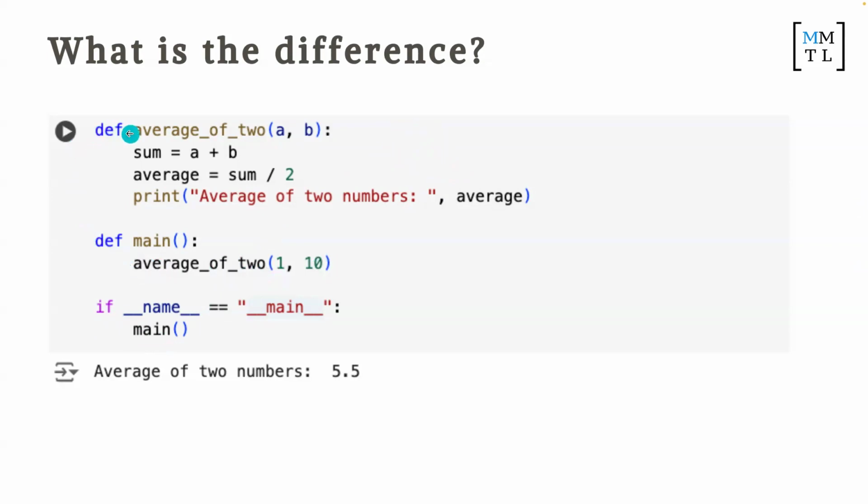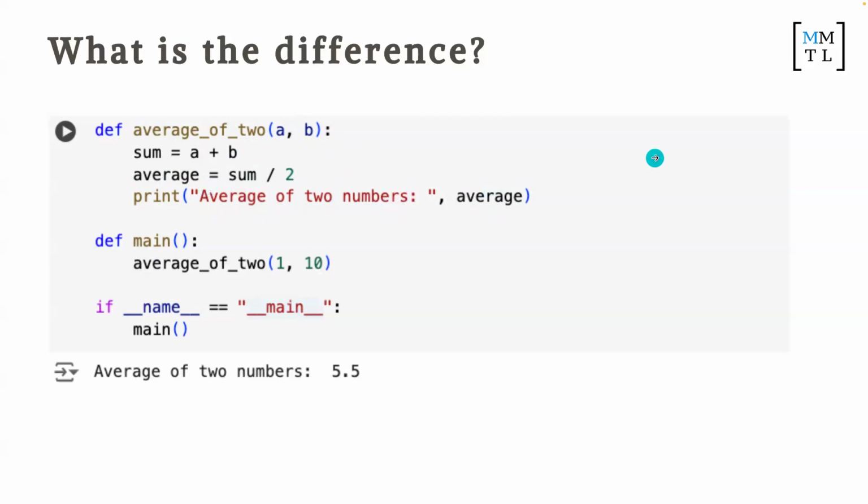Python goes to find where average of two has been defined, passes in A as 1, B as 10, sum will be 11, the average will be 11 divided by 2, so that's 5.5. And inside the function, it executes this print block. So essentially, the function doesn't return anything, right? It just prints it within the function.